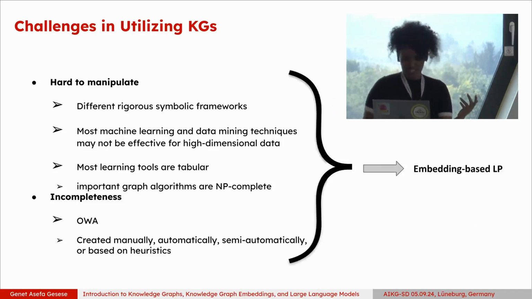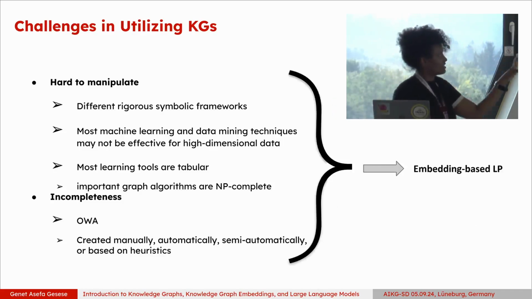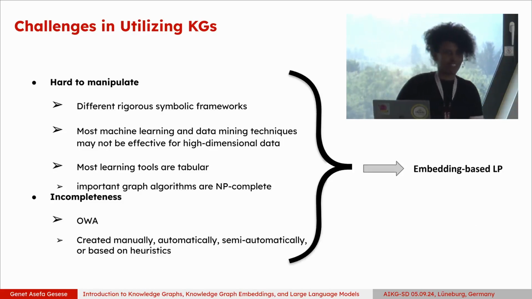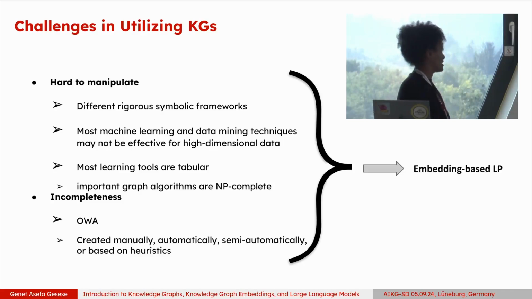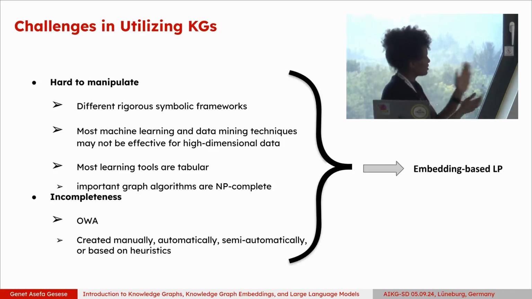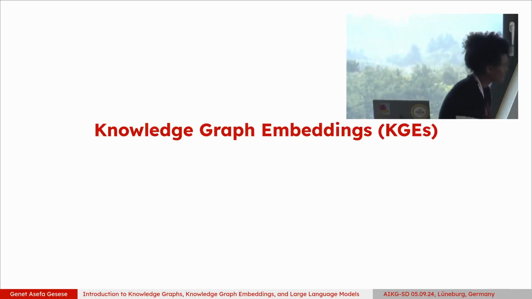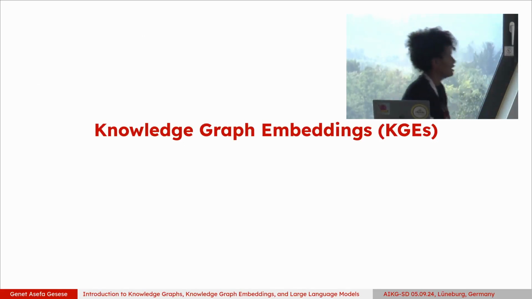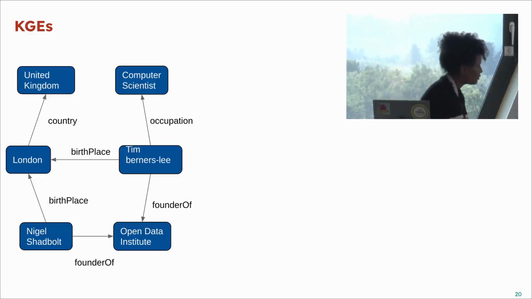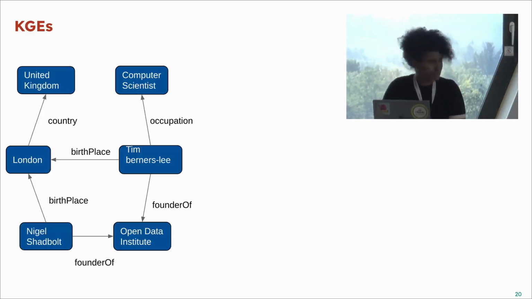So what's knowledge graph embedding? Look at this graph. Let's move a little bit out of NFDA for data science and look at a different example. I have this graph here which talks about, I guess, two scientists. It's Tim Berners-Lee and Nigel, their birthplaces, their occupation. So both are founders of Open Data Institute.